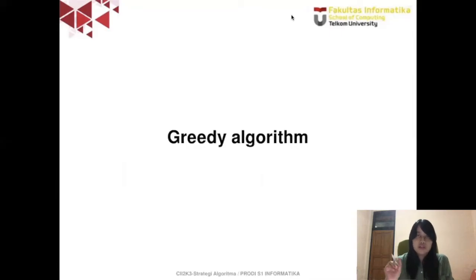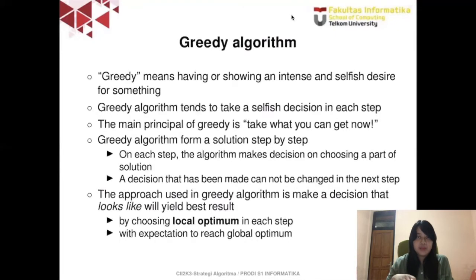So greedy algorithm is a technique to solve optimization problem. Greedy itself means having or showing an intense and selfish desire for something. So like its name, greedy algorithm tends to take a selfish decision in each step. The main principle of greedy is take what you can get now. So greedy forms a solution step by step, where in each step you apply this principle.